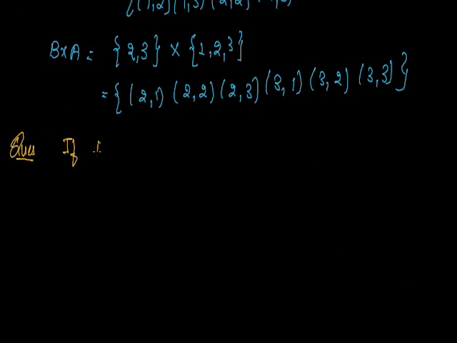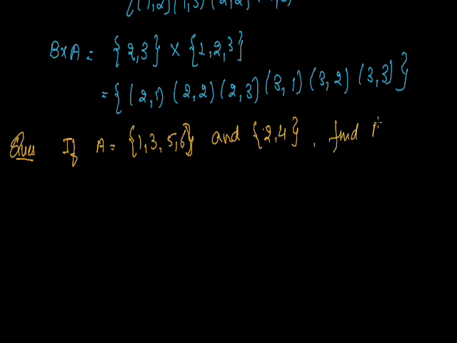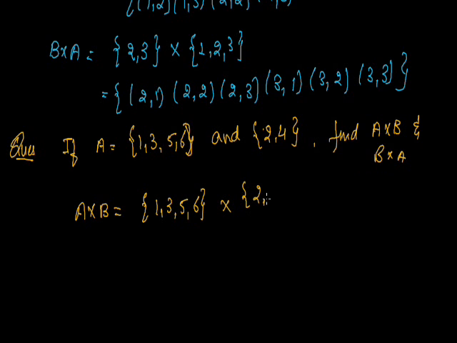If A contains elements 1, 3, 5, 6 and B contains elements 2, 4, then we have to find A cross B and B cross A. To find these two, first of all we will find A cross B. A cross B will be equal to {1, 3, 5, 6} cross {2, 4}.